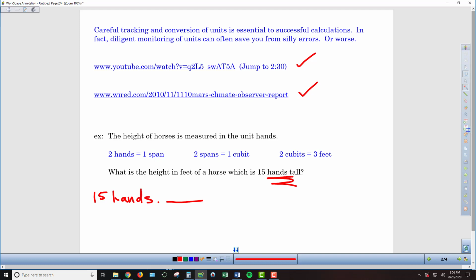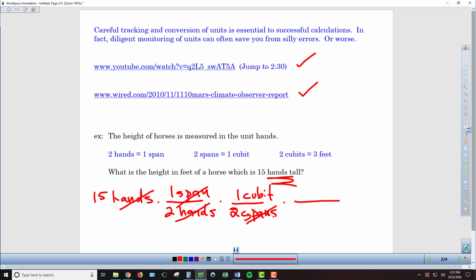So we can go from hands to spans. We've got 2 hands on the bottom, since we've got hands in the numerator in our original. So this will get us from hands to spans. Then we're going to multiply by the conversion that gets us from spans to cubits. So again, we're going to put the 2 spans on the bottom with the 1 cubit up top. And then finally, we can get from cubits to feet. So we put our 2 cubits on the bottom and our 3 feet on the top.